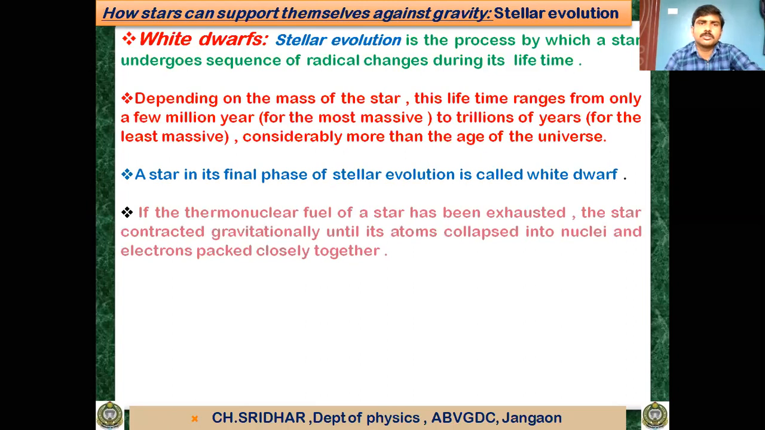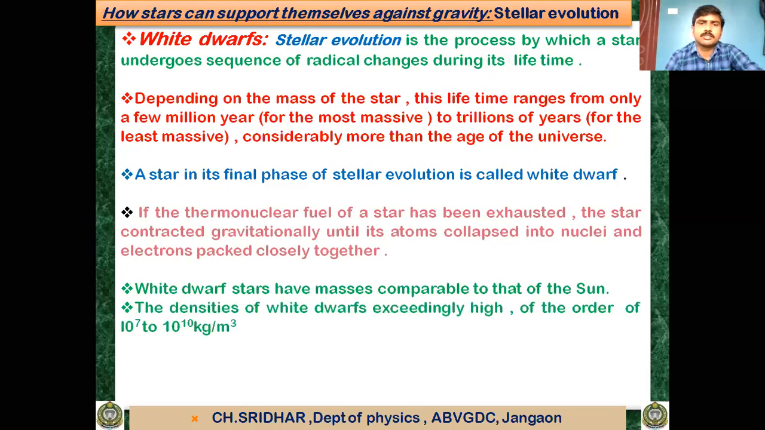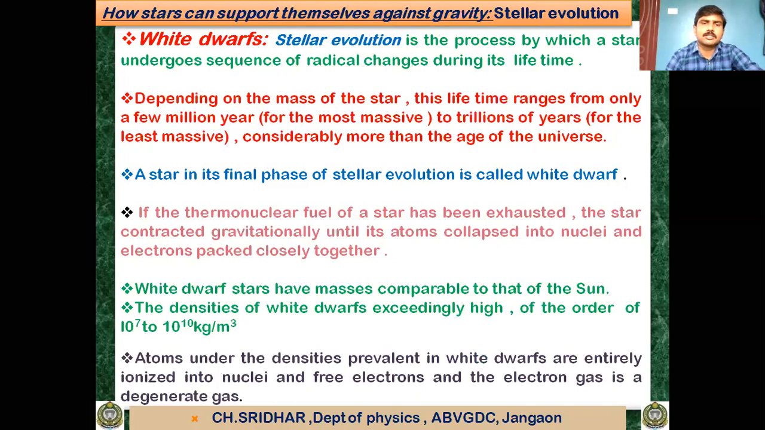So if the thermonuclear fuel of a star has been exhausted, the star contracts gravitationally until its atoms collapse into nuclei and electrons packed closely together. White dwarf stars have masses comparable to that of the sun. The densities of white dwarfs are exceedingly high, of the order of 10 to the power of 7 to 10 to the power of 10 kg per meter cube. Atoms under the densities prevalent in white dwarfs are entirely ionized into nuclei and free electrons, and the electron gas is a degenerate gas.